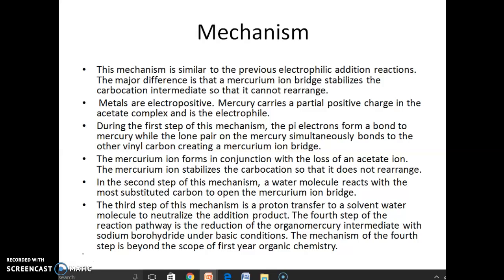In the second step of the mechanism, the water molecule reacts with the more substituted carbon to open the mercurium ion bridge. The third step is proton transfer to the solvent water molecule to neutralize the addition product. In the last step, there is a reduction of the organomercury intermediate with sodium borohydride under basic conditions. This is the actual mechanism of the oxymercuration and demercuration reaction.